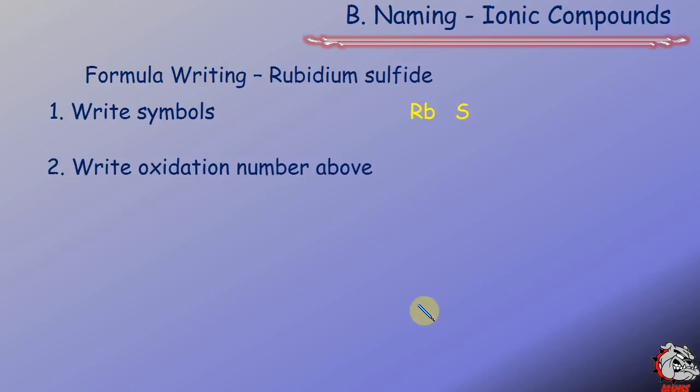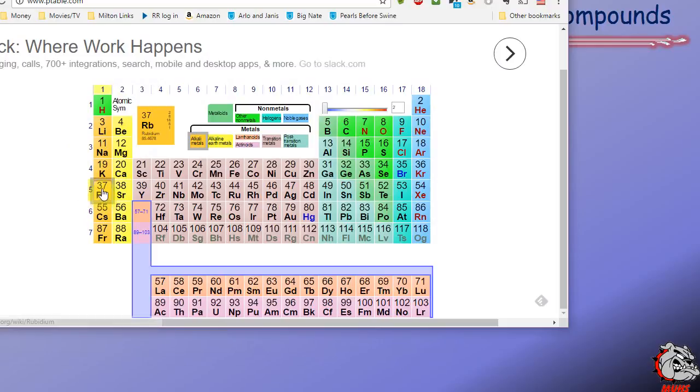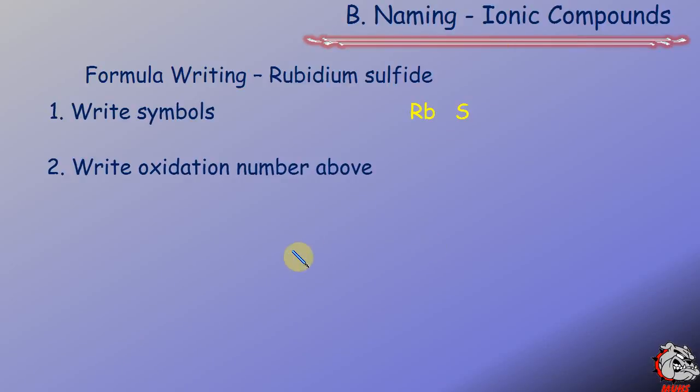Next, we want to get our oxidation numbers from the periodic table. And so rubidium is over here in the alkali metals. It's a +1, and sulfur is over here, and it would conventionally be a -2. And I write those above the elements as you're first learning how to write those.